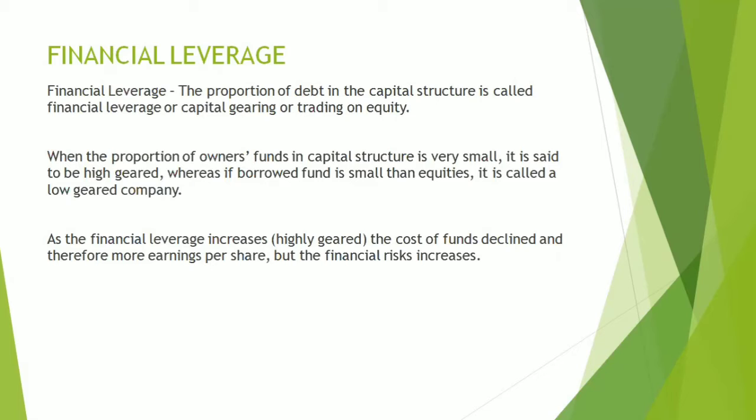As the financial leverage increases, that means a highly geared company, the cost of fund declines and therefore there is more earning per share, but the financial risk increases. That means in case of a highly geared company, the proportion of debt finance would be more. So we have to pay interest, and that's why financial risk increases. Now what is financial risk? The inability of a company to make fixed payments like interest on debenture, interest on bank loan is known as financial risk. So when we talk about a highly geared company, then they are collecting more fund by way of debt. So financial risk would be high.